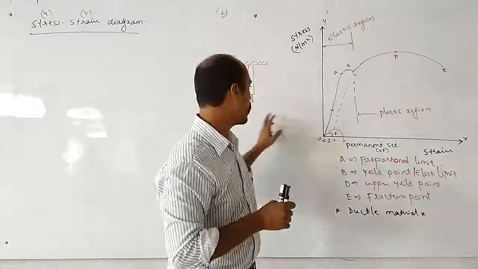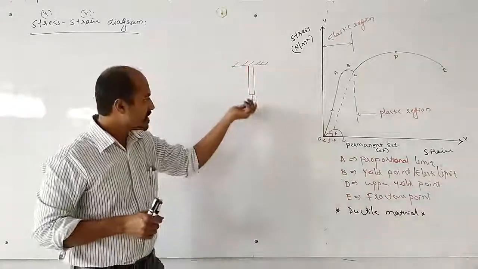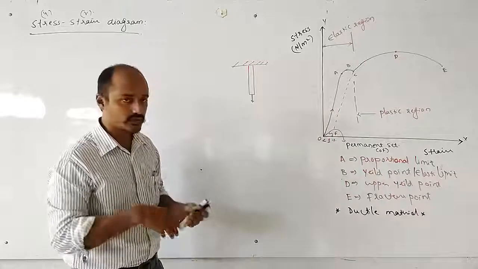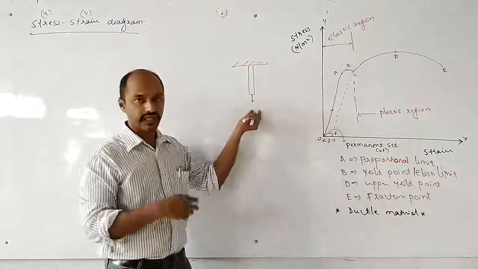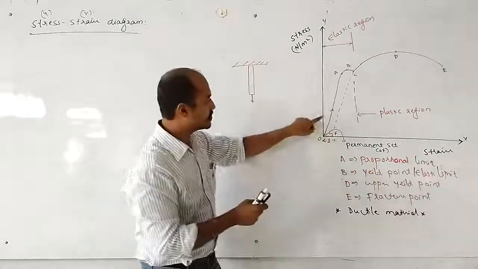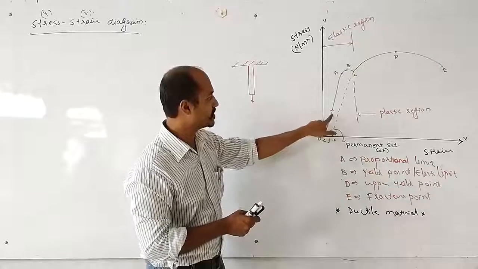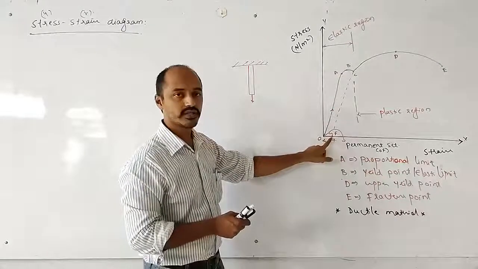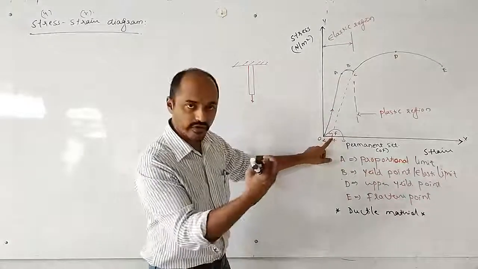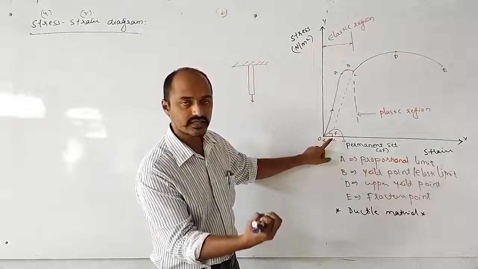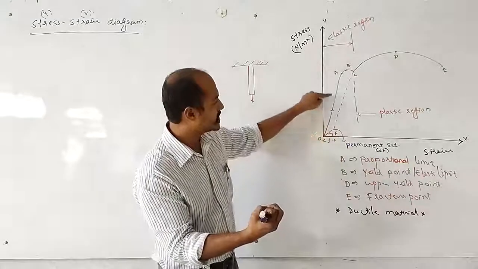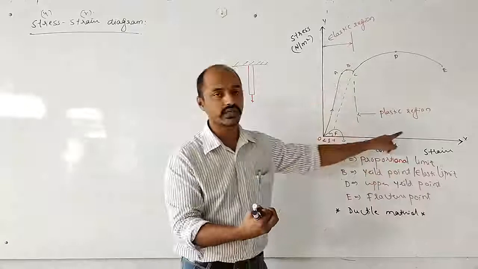That certain limit is called the elastic limit. So as I go on increasing, suppose 10 Newton, stress becomes this much and strain becomes this much. Furthermore, if I go on increasing the force, stress goes on increasing, and certainly the strain also goes on increasing.